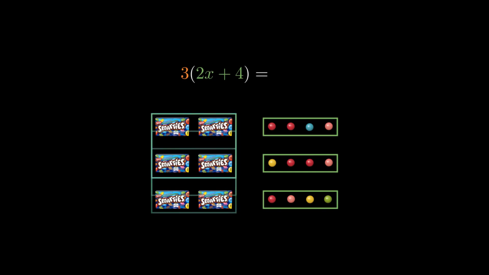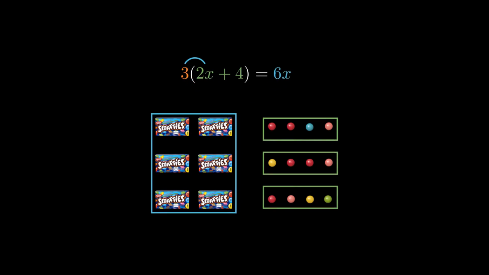Then if we group all the boxes together, we see that we have 3 rows of 2 boxes, and that gives us 3 times 2, which is 6 boxes in total, and that's 6x. And if we group all the extra Smarties together, we see that we have 3 rows of 4 Smarties, giving us 12 Smarties in total. That's 3 times 4, and so there'll be a plus 12 out the end.